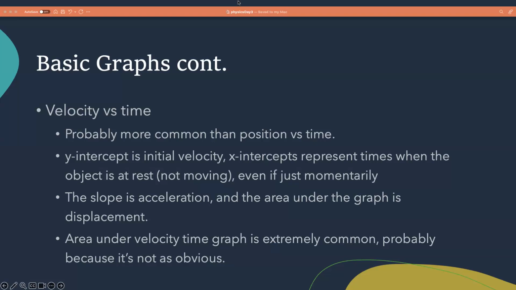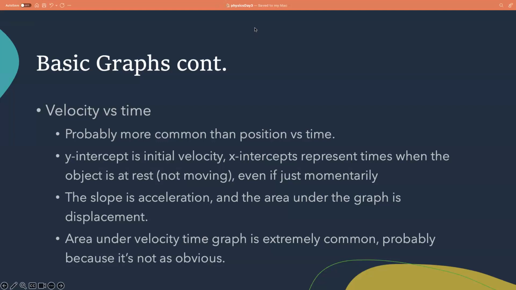Keep in mind it's displacement. So once you find the area, if the question asks you for position, make sure you add the displacement back to the initial position to get the final position, because this doesn't actually give you an initial position on its own. And if they don't give you an initial position, you can never know the position at any point in this graph. You can only know how far from the starting point you are. So yeah, we're going to get a little bit of practice with this later on.